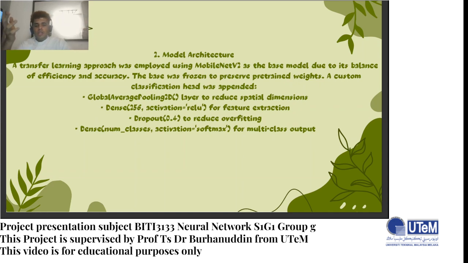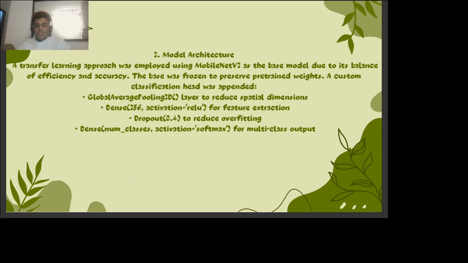Now going over to model architecture, a transfer learning approach was employed using MobileNet V2 as the base model for its balance of efficiency and accuracy. The base was frozen to preserve pre-trained weights. A custom classification head was appended. We used a global average pooling 2D layer to reduce spatial dimensions. We used dense for feature extraction, and dropout to reduce overfitting. We also used dense for multi-class outputs.